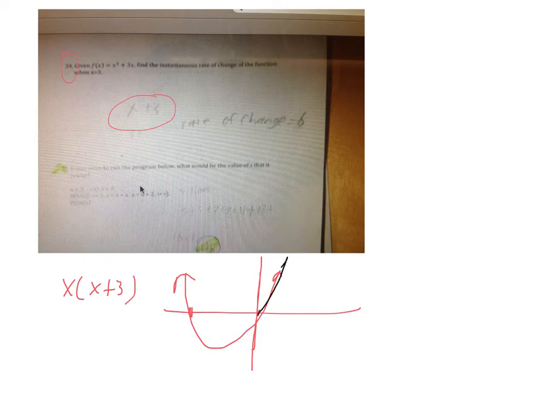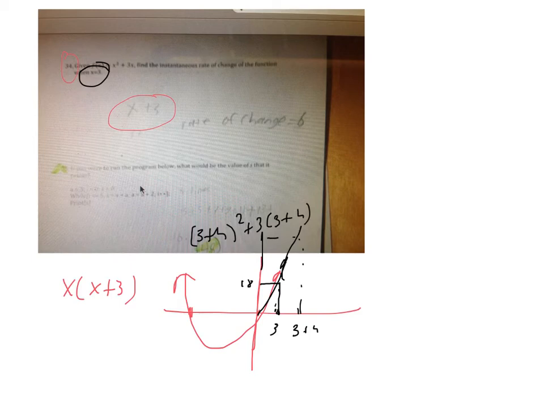some x value, but let's be specific, so let's use when x equals 3. So when we have x equals 3, that's going to correspond to 18. And then when we have some point that's close to it, let's say that's 3 plus h, the corresponding value there would be (3 plus h) squared plus 3 times (3 plus h).